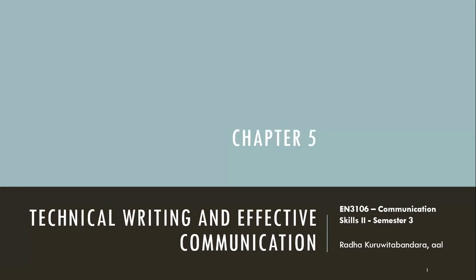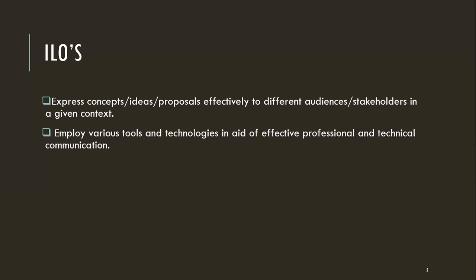Hi. So here we are with chapter 5 of Communication Skills 2, Semester 3. In this chapter, we'll be talking about technical writing and effective communication. The intended learning outcomes of this chapter are to express concepts, ideas, and proposals effectively to different audiences or stakeholders in a given context, and to employ various tools and technologies in aid of effective professional and technical communication.